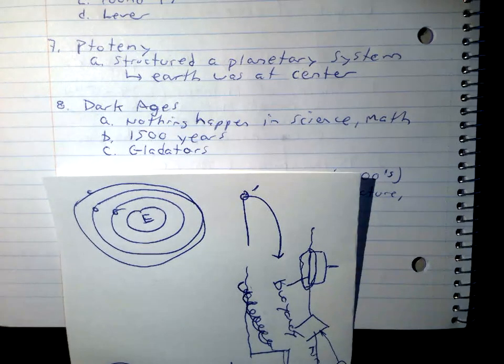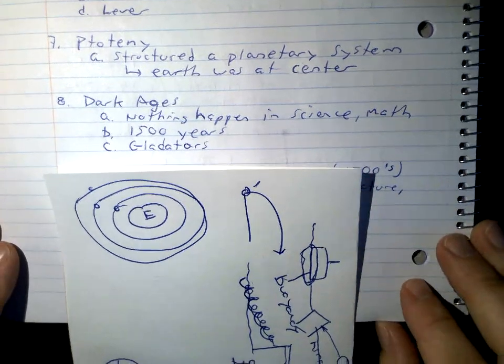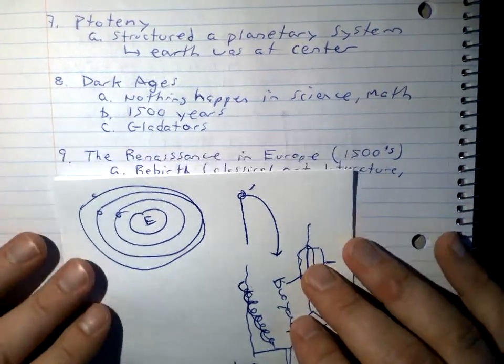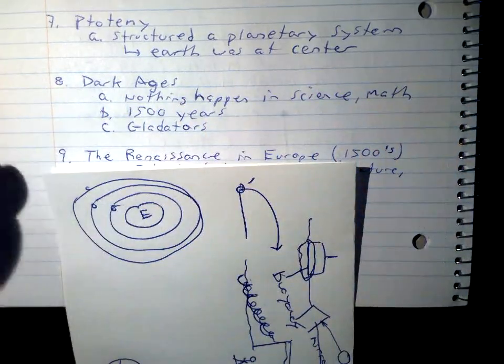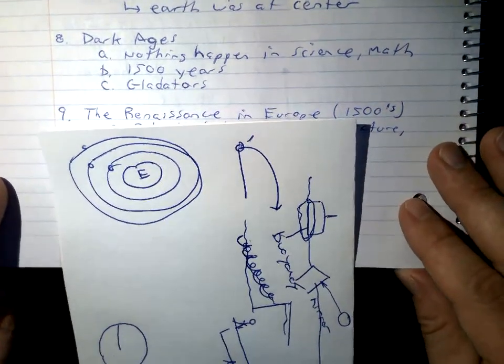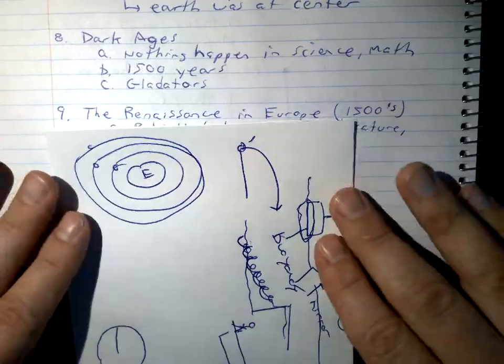And you can look into that more if you want to, but I'm not going to spend a lot of time on that. But that lasted for about 1,500 years. Well, and then something happened, kind of an explosion of scientific enlightenment, math enlightenment thought.